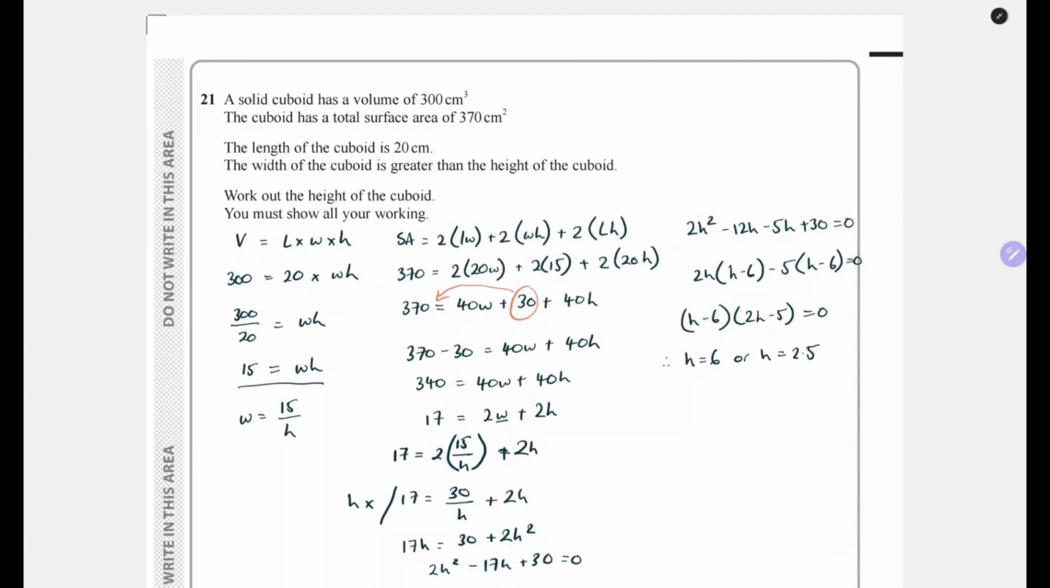Well, we've been told that the width is greater than the height of the cuboid, and therefore H cannot equal 6. And so if H equals 2.5, W is 15 over 2.5, so therefore W is equal to 6. And so the height is 2.5 and the width is 6.